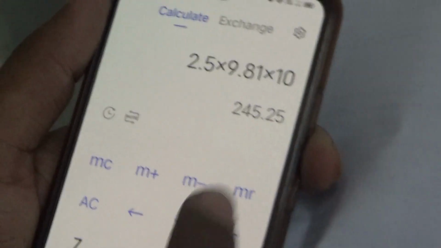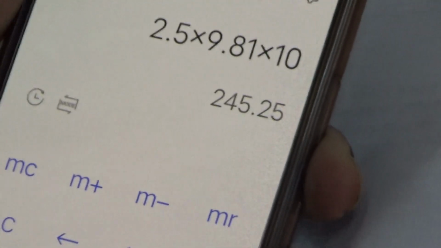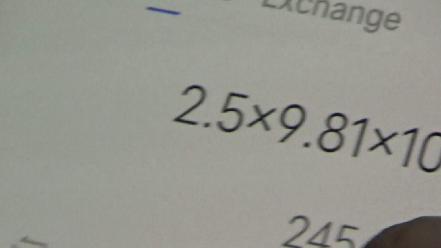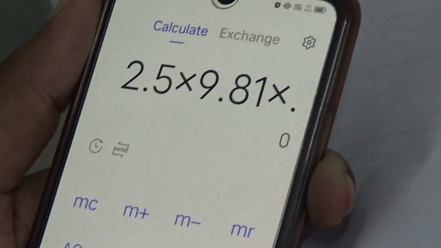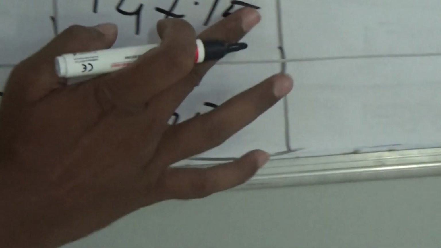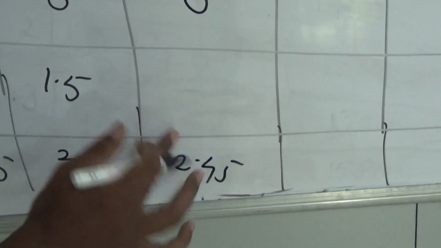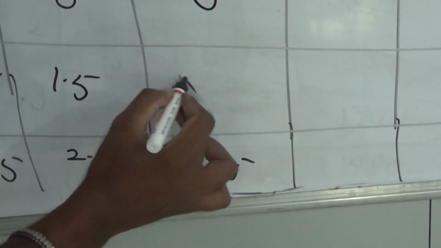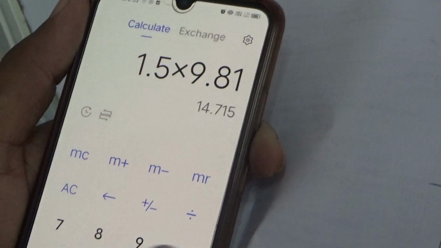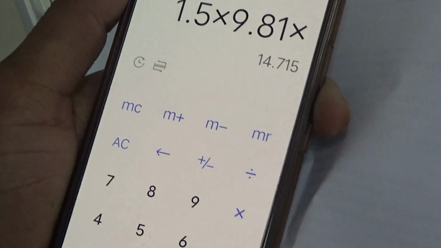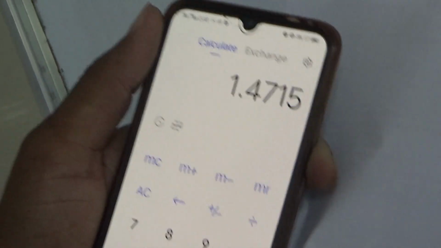Then for the second time I will calculate S1 minus S2, that is 2.5 into 9.81 into 10 centimeter. That centimeter I need to convert into meter, so that is 0.1. So that may be 2.45. Here also we can recalculate: 1.5 into 9.81 into 0.1, that will be 1.47 Newton meter.